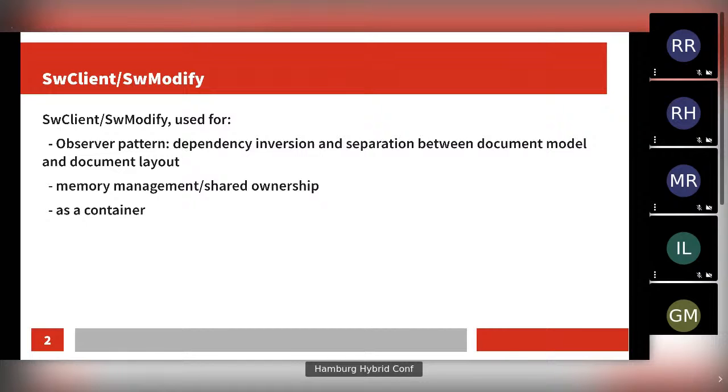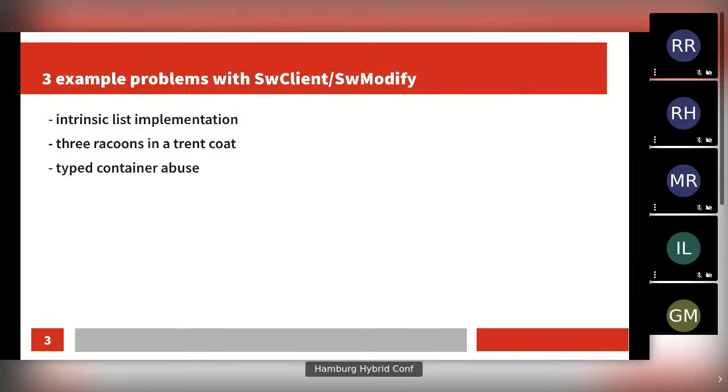And I will go quickly into the next slide. 3 problems that you might have with SW client, SW modify. The first is from the intrinsic list implementation that it uses. The second one is what I call 3 raccoons in a trench coat. We'll get to that later. And the last one is typed container abuse. So all of these are essentially problems caused by the usage of SW client, SW modify.